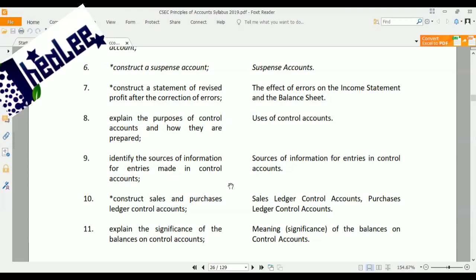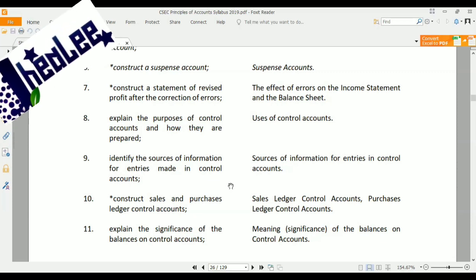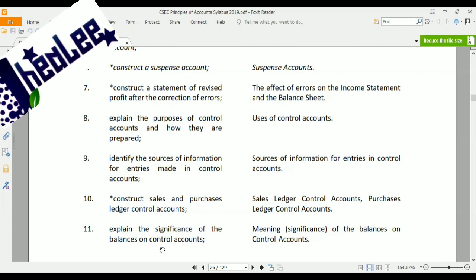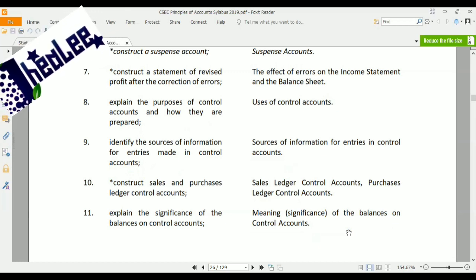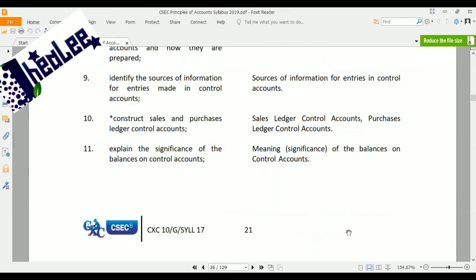But what you're doing is picking up the total. That is why control account is also referred to as total accounts. Explain the significance of the balances on control account. And control accounts can carry either debit balances or credit balances. So you need to know why they have that particular balance.